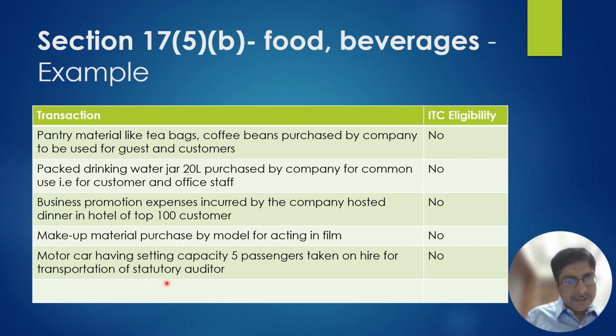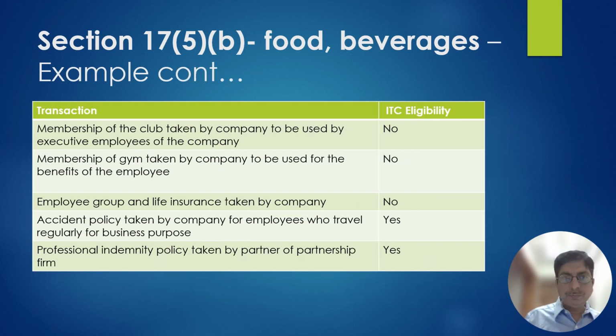Okay. Last example, motor car having a seating capacity of 5 passengers taken on hire for transportation of statutory auditor, the credit is not available because the seating capacity is less than 13 and it is not used for further taxable supply of transportation of passenger. Let's move on to the next.